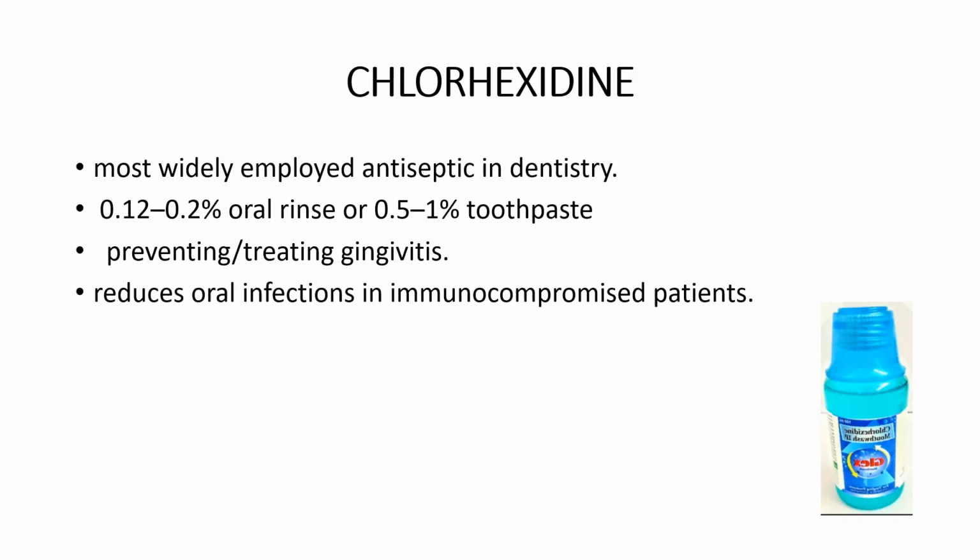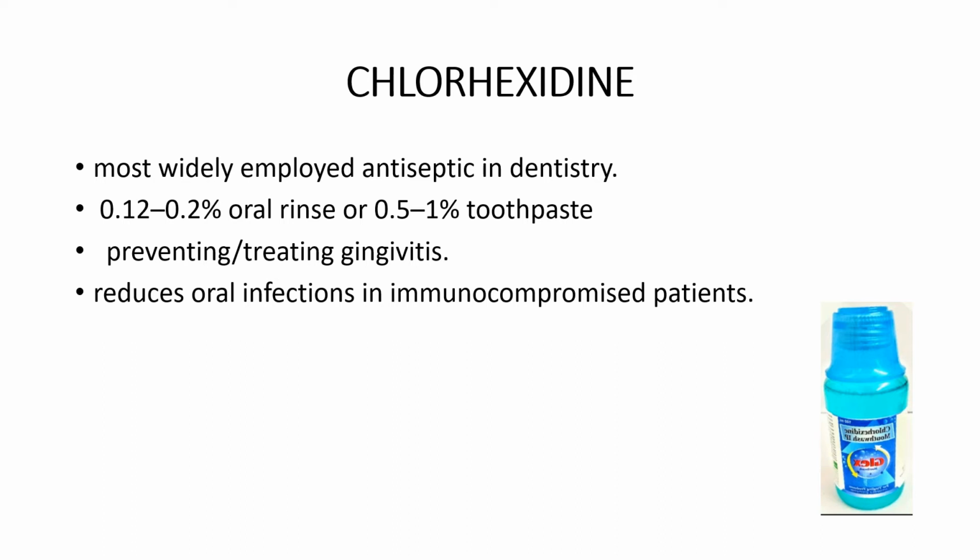Okay, so that's all about halogens. Next, we will see about biguanide. Chlorhexidine is a biguanide used as a disinfectant. You should not confuse it with metformin, which is a biguanide used as an anti-diabetic drug. Chlorhexidine is also a biguanide, used as a disinfectant. So you should not confuse both. And chlorhexidine is the most widely employed antiseptic in dentistry. So it has a major role in dentistry.